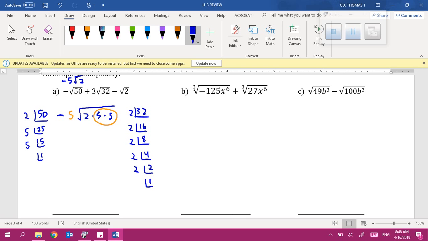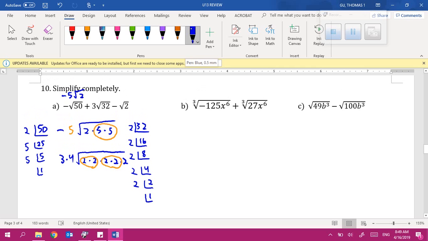So 32 is going to be, all right, so notice you already have a 3 on the outside, and now you have 2 times 2 times 2 times 2 times 2. There's 5 2's there. And so what goes on the outside? 2 times 2. Yeah, 2 squared, or 2 times 2. 4, but there's already 3 out there. So it's going to be 4 times 3, which is 12. That's right. And that means your 3 square roots of 32 is going to become 12 square roots of 2.